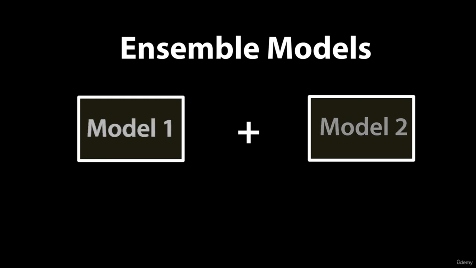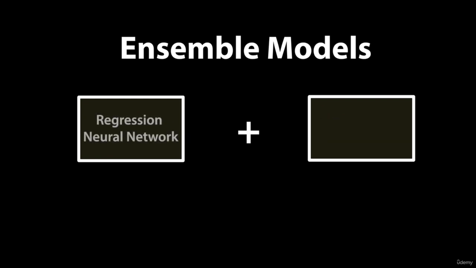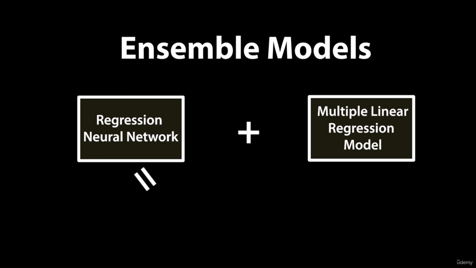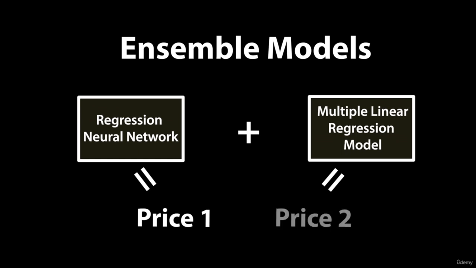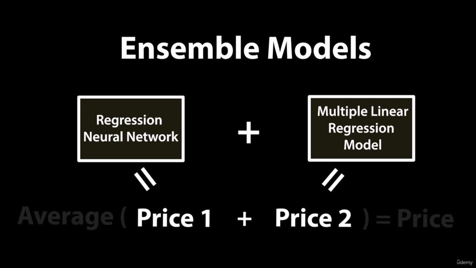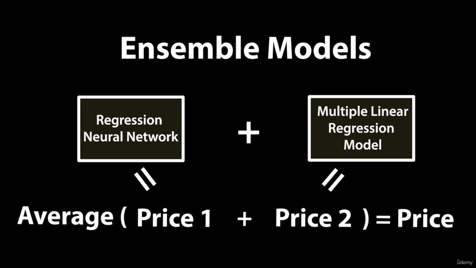The first example of this could be the use of both a regression neural network combined with a multiple linear regression model to predict house prices. The neural network would take input features and produce a price, and then the multiple linear regression model would take in the same features and produce another price. Thereafter, we could add both prices produced from the two models and get the average. In a situation where we cannot decide which model to use to predict a house's price, the average prediction of two models may make more sense.